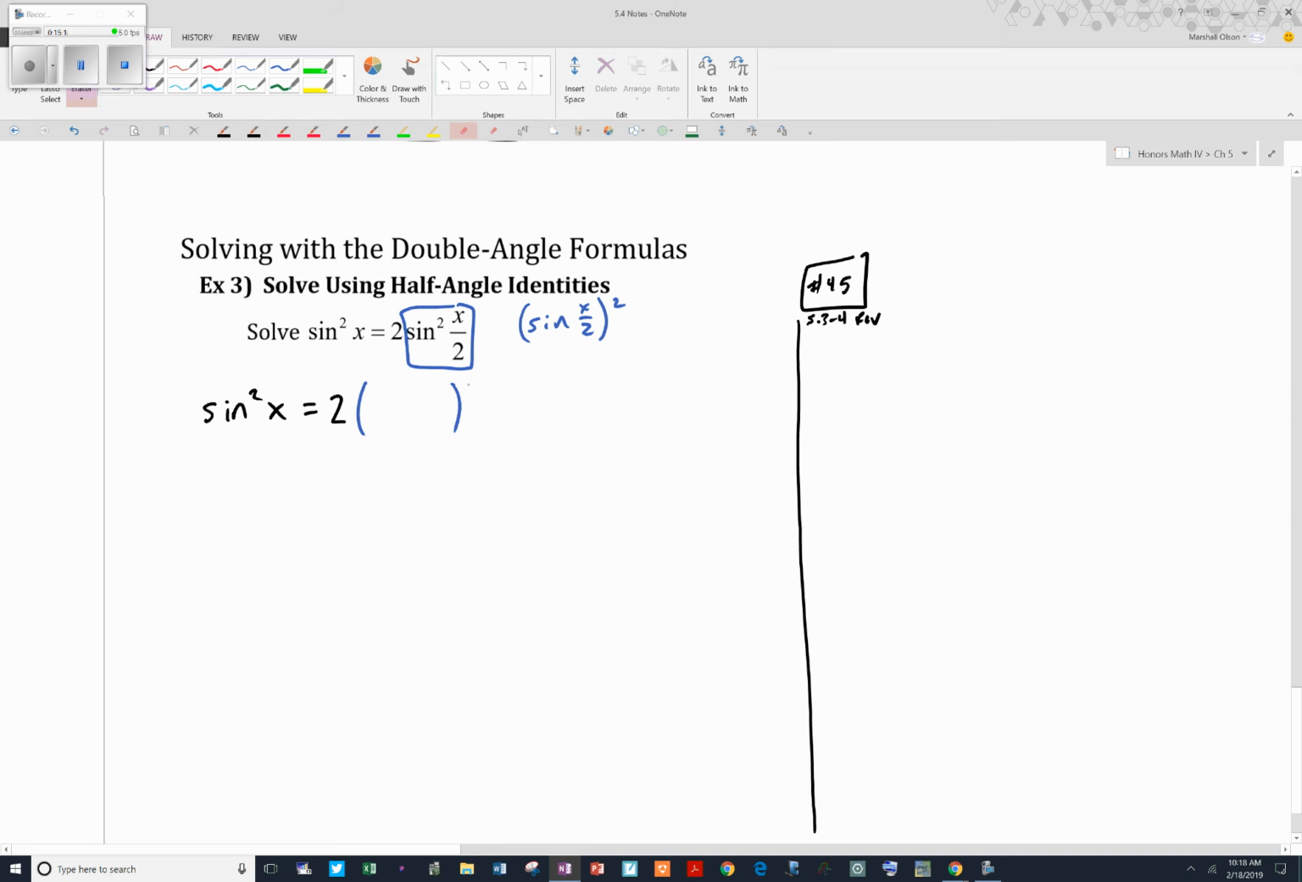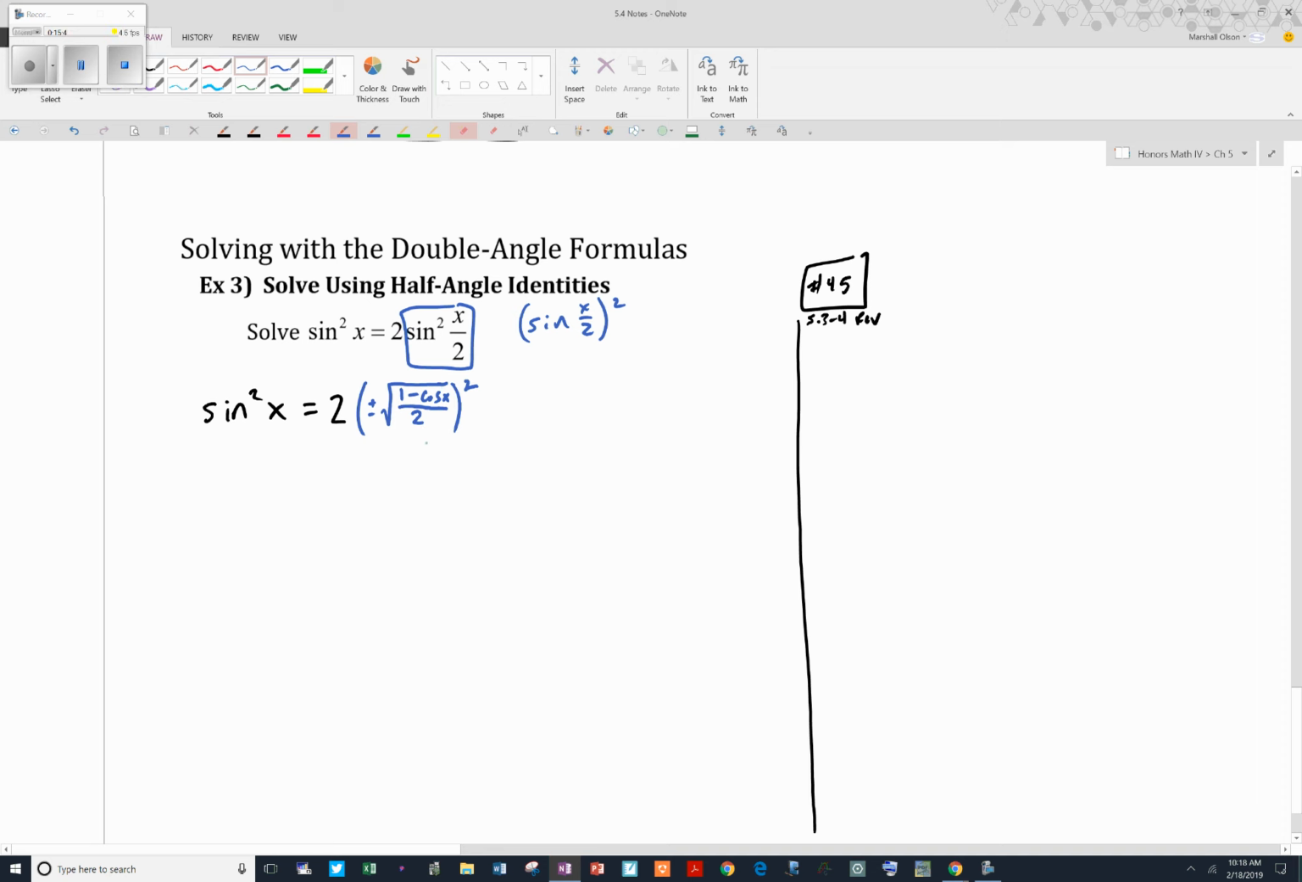You guys are mathletes, you can handle this. So I'm just going to leave that 2 there. Now we're going to replace that with the half angle formula. So it's the square root of 1. Since it's a half angle for sine, I know it's minus cosine of x, and that's all over 2. So I just replaced that with the half angle formula.